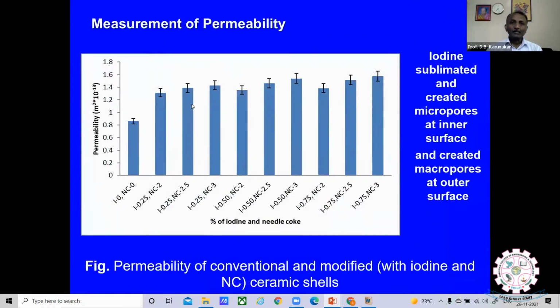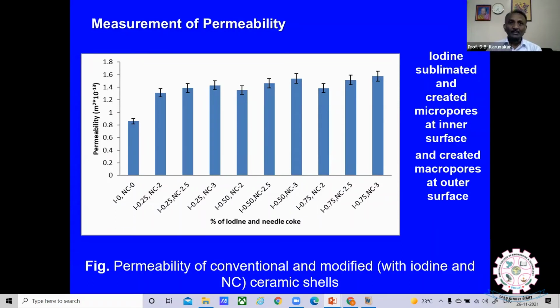Yes, we have measured the hot permeability. Now you see, the conventional shell had the lowest permeability. When it comes to surface finish, it had the best surface finish, but when it comes to permeability, it had the lowest permeability. And the shell with 0.75 iodine and needle coke 3% had the highest permeability. Now, what do we have to do? Do we have to go for iodine 0.75 and needle coke 3? Permeability is not the only thing required. We have to see other things also.